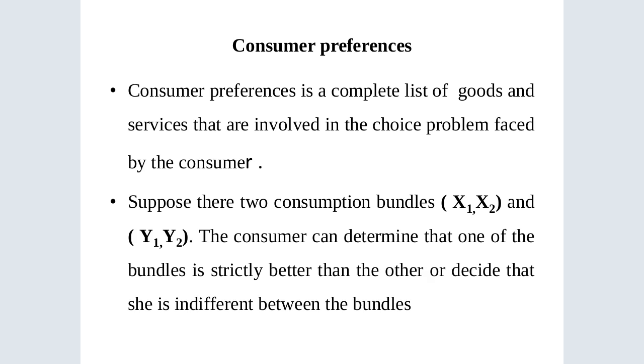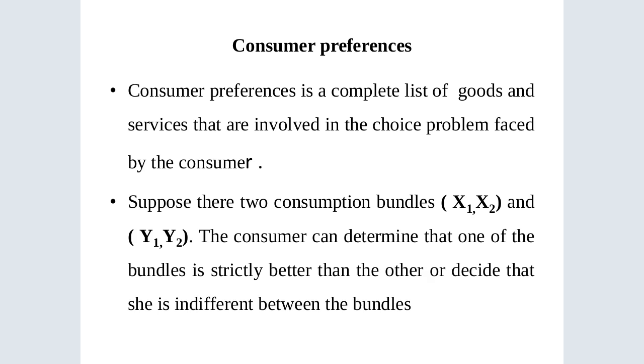So if we have two consumption bundles, for instance X1, X2 as one bundle, and Y1, Y2 as another, the consumer can determine that one of the bundles is strictly better than the other, or decide that they are indifferent. So if we take an example of the two bundles, X1, X2 as one bundle, and Y1, Y2 as another.